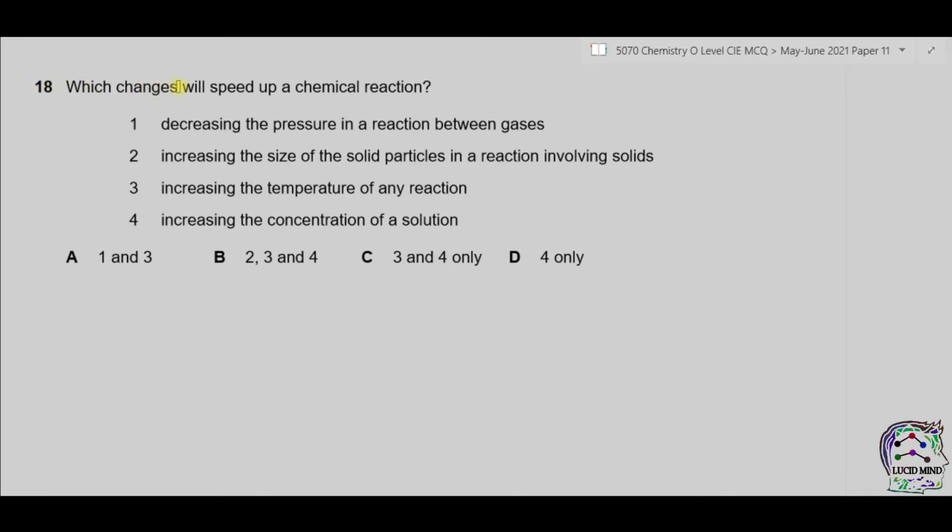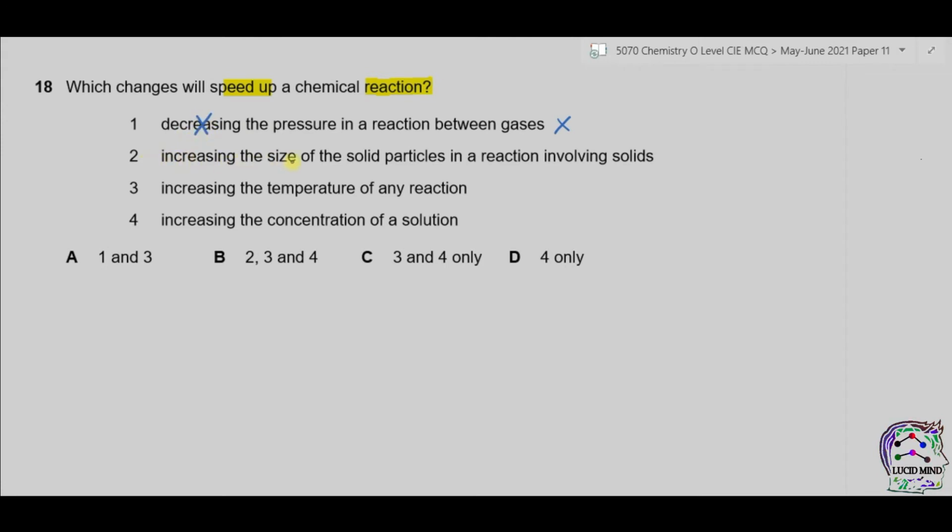Question 18. Which changes will speed up a chemical reaction? First one is decreasing the pressure in a reaction between gases. Now this is incorrect because in gases the chemical reaction can be sped up if the molecules come close together, and that is only possible if the pressure is increased, not decreased.